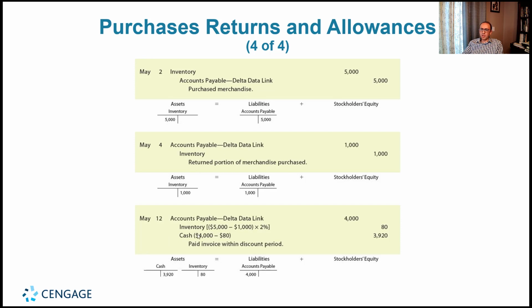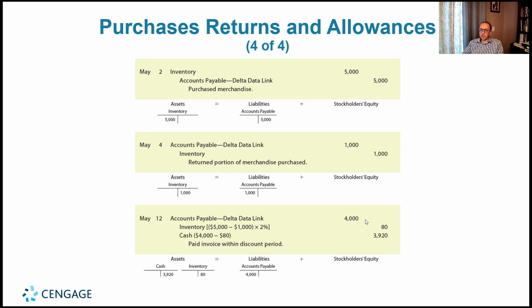Now we have to pay off the balance, and here's a little bit of calculation. Not rocket science, just simple things. We had a balance of $5,000. We returned $1,000, so our net balance now is $4,000. We paid within 10 days, so we're getting the 2% discount. We take $4,000 multiplied by 2%, and that would be $80. So the $80 is the discount we're going to get. We don't create an account called discount, we just reduce inventory by the $80.